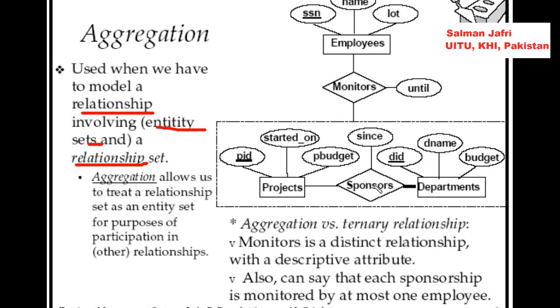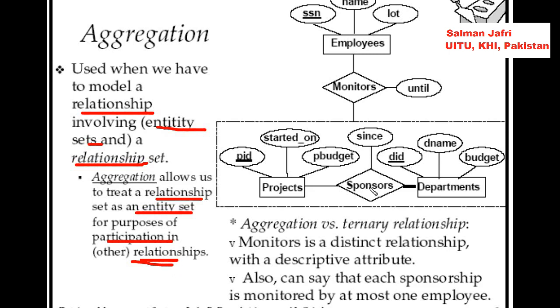So in order to do that, we'll aggregate these entities and relationships, and then monitor would monitor this entire aggregated resultant entity. Now the employees can monitor this aggregated entity which is called sponsors. So aggregation allows us to treat a relationship set as an entity set for the purpose of participation in other relationships.